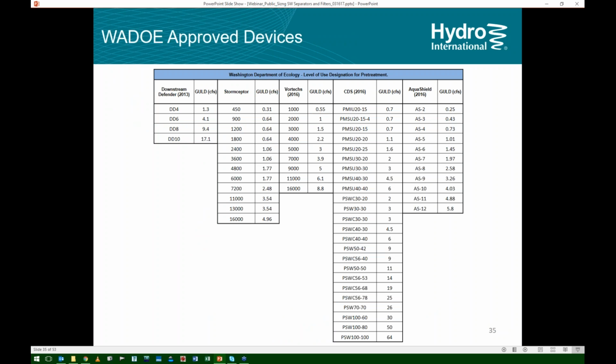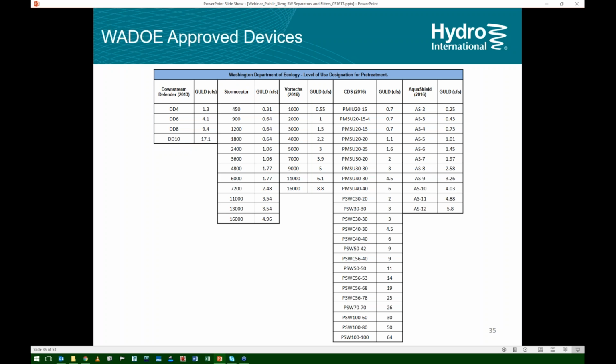So this list that we see with Washington now is a small list. It's actually only about three vendors in there because Contech own about 3 of these products. And since this new standard has come in, only one vendor has added to this list.